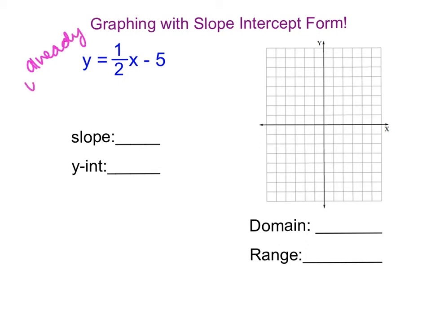So it's already been written correctly. We already have y by itself. So what we can start off doing right off the bat, because it's in y equals mx plus b form, is we can actually start by identifying our slope and our y-intercept.